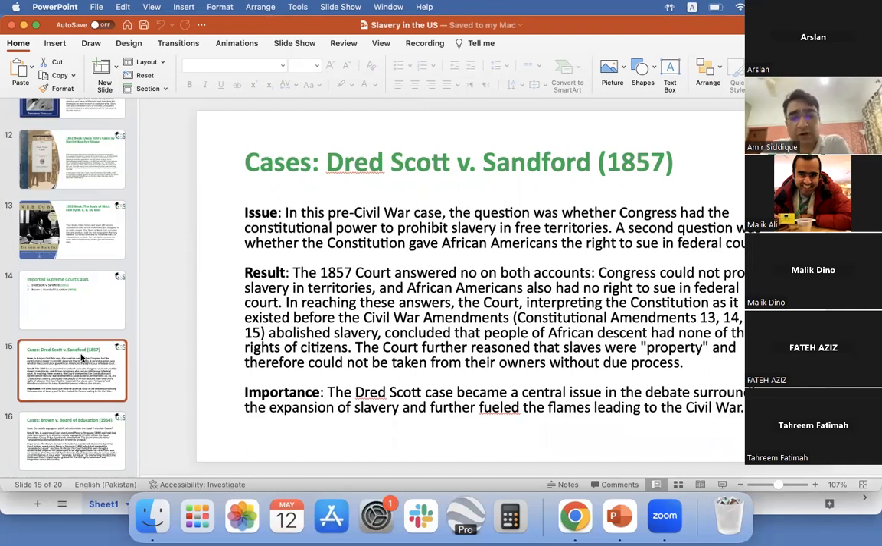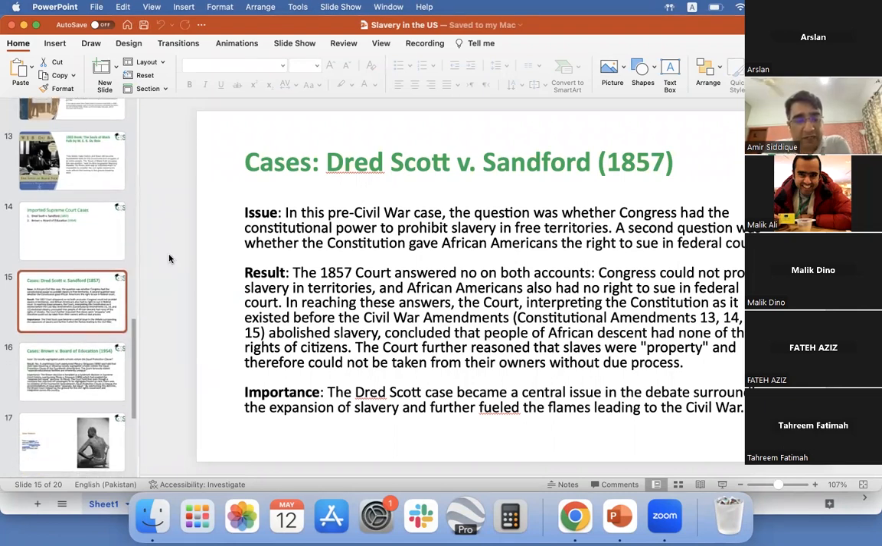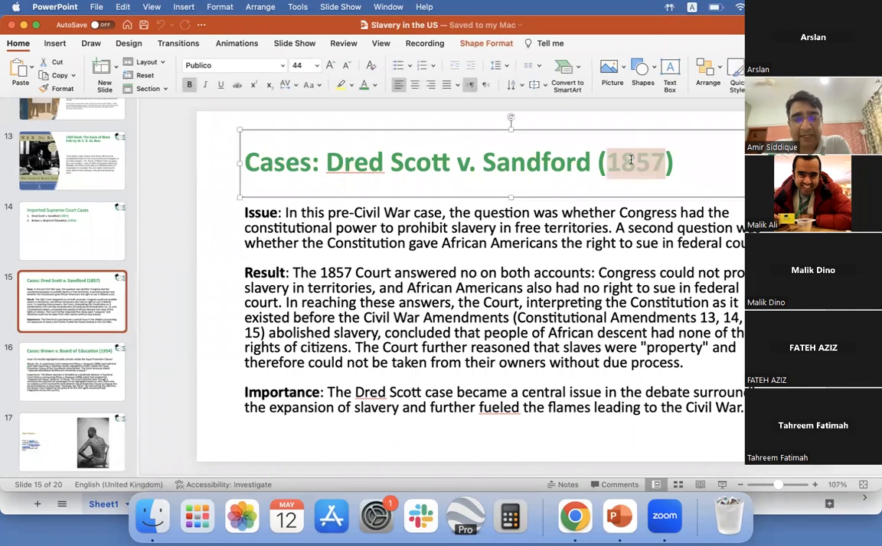Anyways, coming back to Dred Scott versus Sandford, in this case, the Supreme Court said that Dred Scott was an African American, was a slave, and Sandford was one of his owners. In this verdict, the Supreme Court said African Americans are not citizens of America, and hence cannot sue anyone in court. They don't have any right to consult the Supreme Court. So it's a horrible case, but it was reversed later on. But keep that in mind. This case happened in 1857.